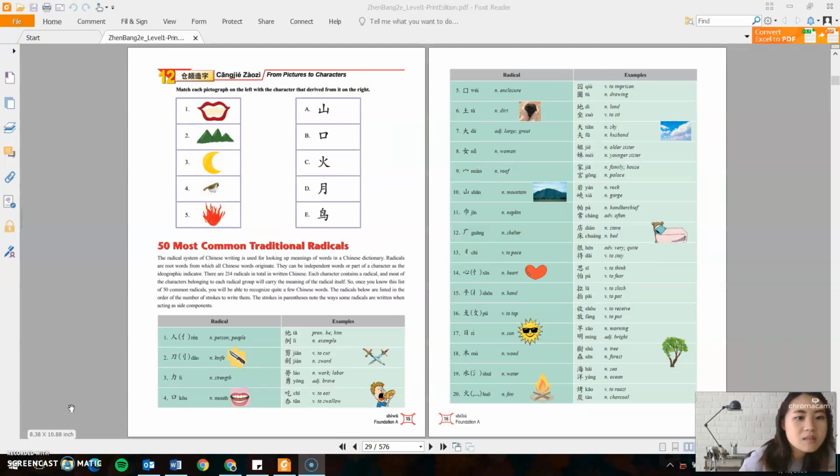仓颉造字. Okay. This I will skip a little bit for now, right? I'm going to now read the 50 most common traditional radicals.